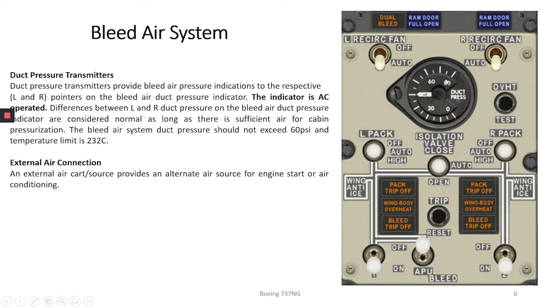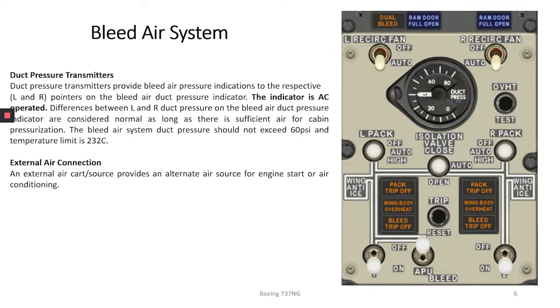And you can see the duct pressure gauge here. They provide bleed air pressure indications to the respective left and right pointers on the bleed air duct pressure indicator. This indicator is AC operated. Differences between the left and right duct pressure on the bleed air duct pressure indicator are considered normal as long as there is sufficient air for cabin pressurization.